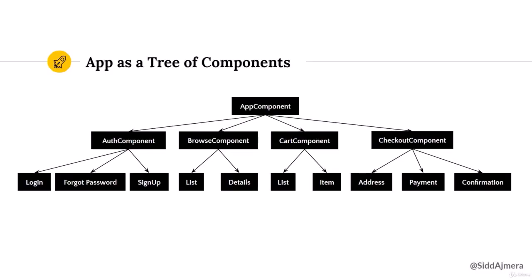So this might look familiar, right? This is some sort of a diagram that we saw in the first section of this course, wherein I told you guys that an Angular application is a tree of components. So it would start with a root component, which is the app component in this case, and then it would branch out to several other components, thereby creating a hierarchy that looks something like this.